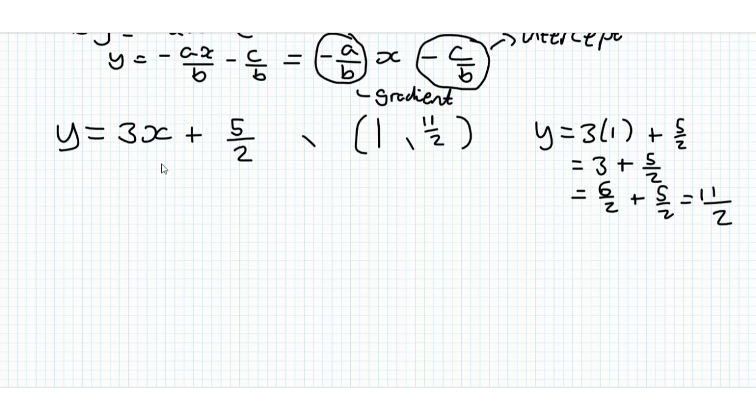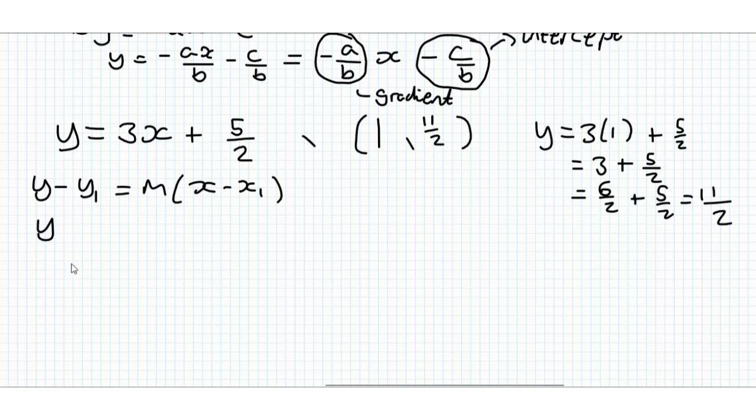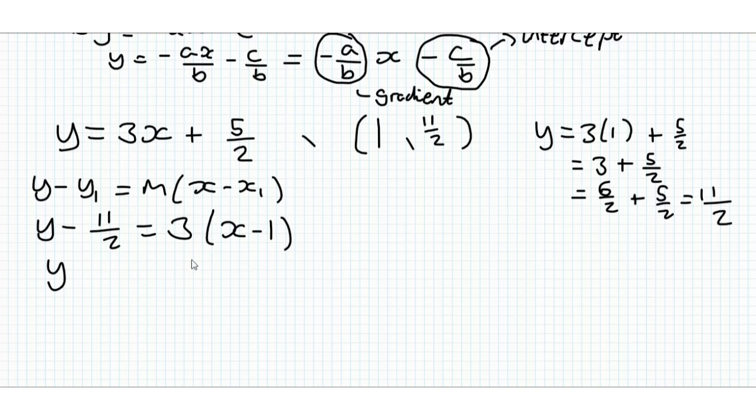So we've got one form here, and I want to find this in the other two forms. So first of all, I want to find it in the form y minus y1 is equal to m times x minus x1. So we know it passes through 11 over 2. Y minus 11 over 2 is equal to 3, our gradient, times x minus 1. This gives us the y. So that's one form that we're looking for.